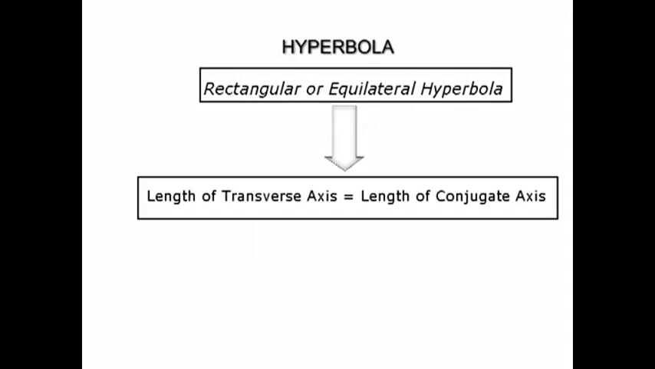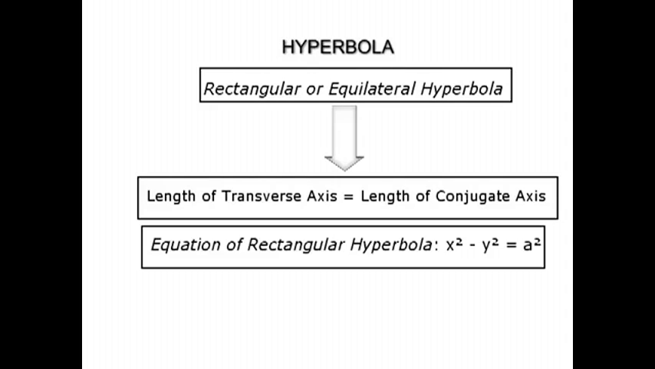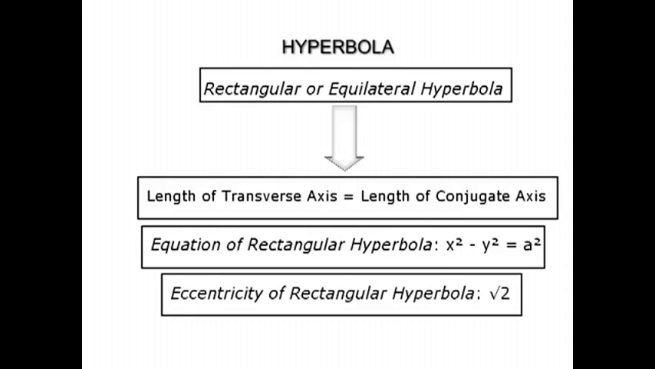Rectangular or equilateral hyperbola. A hyperbola in which length of transverse axis is the same as length of conjugate axis is called as rectangular or equilateral hyperbola. Therefore, its equation is x square minus y square equal to a square. The eccentricity of rectangular hyperbola is root 2.